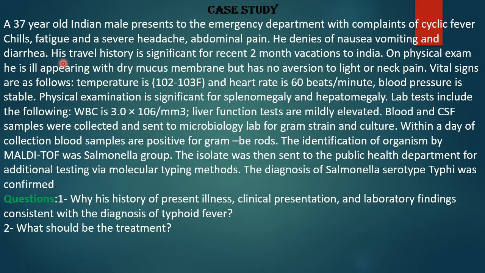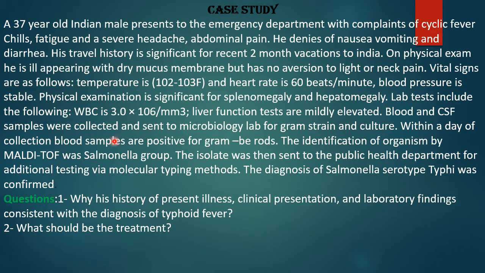On physical exam, he is ill appearing with dry mucous membrane but has no aversion to light or neck pain. Vital signs are: temperature is 102 to 103 Fahrenheit, heart rate is 60 beats per minute, blood pressure is stable. Physical examination signifies splenomegaly and hepatomegaly. Lab tests include WBC count. Liver function tests are mildly elevated.